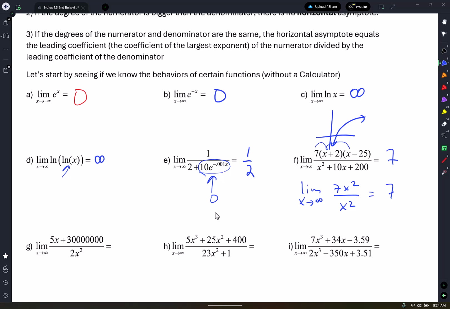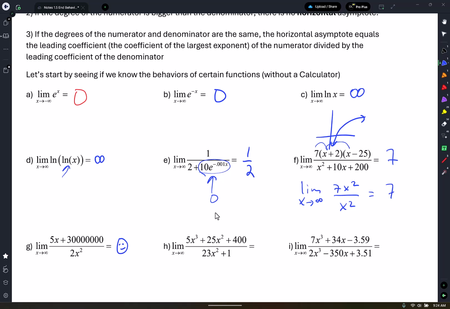What about letter G? 0. Why is it 0, Miss Houston? Because the denominator is growing. Perfect. Yeah. The denominator is growing faster than the numerator. What about letter H?